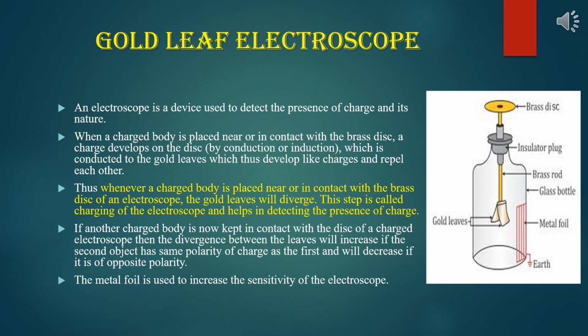Now the last part, why this metal foil is used. Now see, this metal foil has been earthed. So if there is some charge coming onto the gold leaves, by induction the metal foil will acquire opposite charge because it is earthed, you can see. So what will happen? Positive and negative will attract each other and the divergence will increase further. So by using a very small charge on the electroscope also, the divergence can be large. So it will help us to detect charge easily. So that is why the metal foil is used, to increase the sensitivity of the electroscope, right?